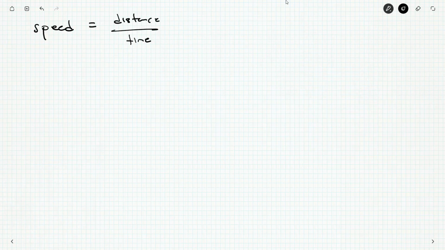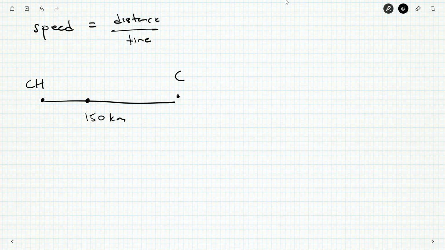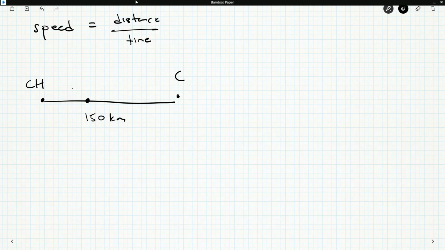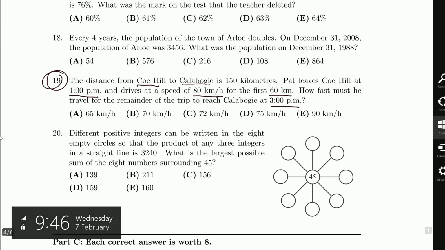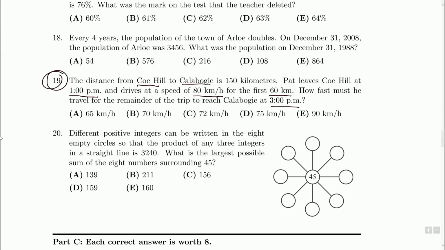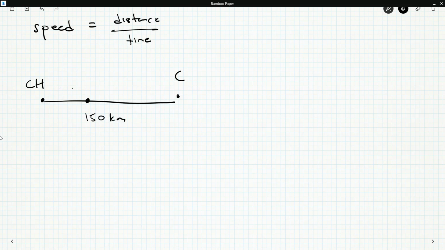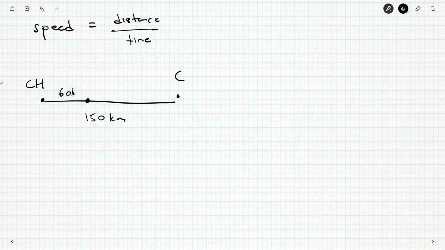What do we need to do? So we get Cohill, and he's going to Calaboogie. And we know that's a total of 150 kilometers. So he drives for a certain period of time. He drives a particular distance. Is it 60 kilometers? First 60 kilometers of his journey, I believe. Let's double check. Okay. So for the first 60 kilometers of his trip. Okay. So he goes 60 kilometers, and then what's left for him to do? 90 kilometers, although we can write that up a little bit more.